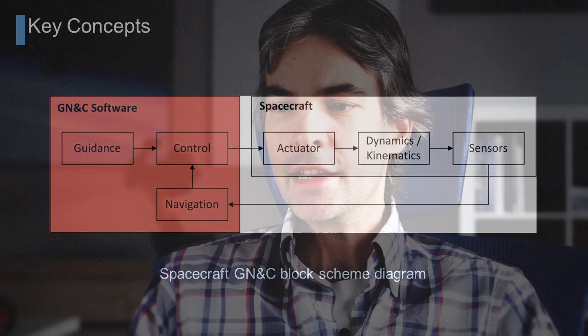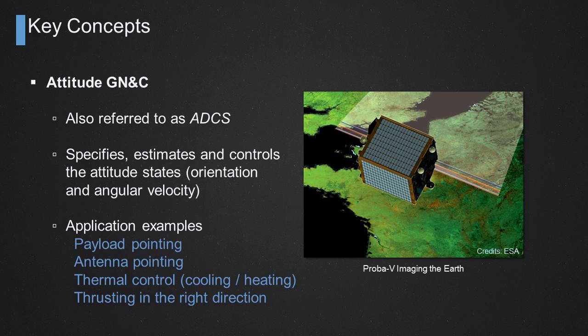And then ultimately comparing these states to the desired ones coming out of the guidance function and closing the loop this way. So typically, people break down the spacecraft GN&C system into two subsystems. First, there's the attitude GN&C, and then there's the orbit GN&C. The attitude GN&C is also commonly referred to as the ADCS, which stands for Attitude Determination and Control System. So that's the onboard system that specifies through the guidance function, that estimates through the navigation function, and that controls through the control function the attitude states of the spacecraft.